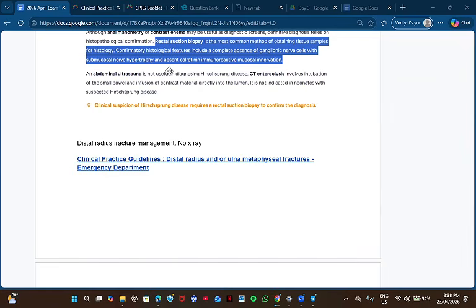If it is displaced, we need to do the reduction, right? It can be open or closed reduction. If it is a non-displaced fracture, then we need to immobilize with those plasters, right? Those different types of back slab, below elbow cast, those things.